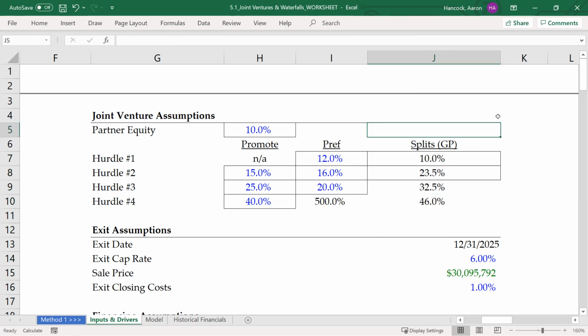And so we'll see with the assumptions we've made around this waterfall structure, if we get into the fourth hurdle, the GP is going to be earning 46% of the cash flow, even though they've only invested 10%. These are really the only assumptions we need to make to be able to go in and model our waterfall. So now let's jump over to the model tab.